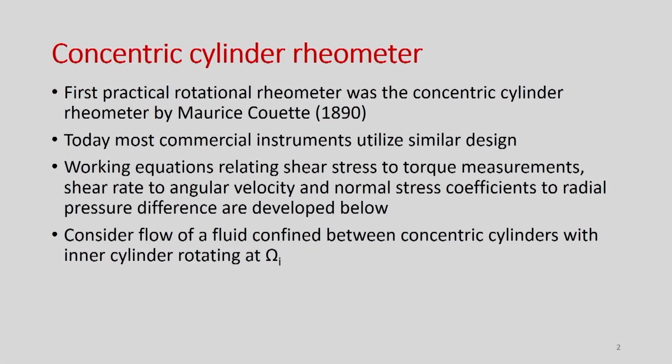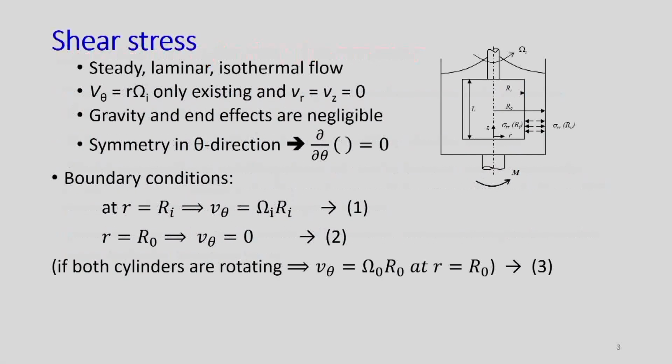Now consider a flow of a fluid confined between two concentric cylinders, with the inner cylinder rotating with rotational velocity omega I. This is the geometry shown here. There is an inner cylinder and an outer cylinder. The inner cylinder is rotating at a particular angular velocity omega I. The radius of the inner cylinder is Ri, the radius of the outer cylinder is Ro. The height of the cylinder is L. The concentric gap between these two cylinders is Lb.